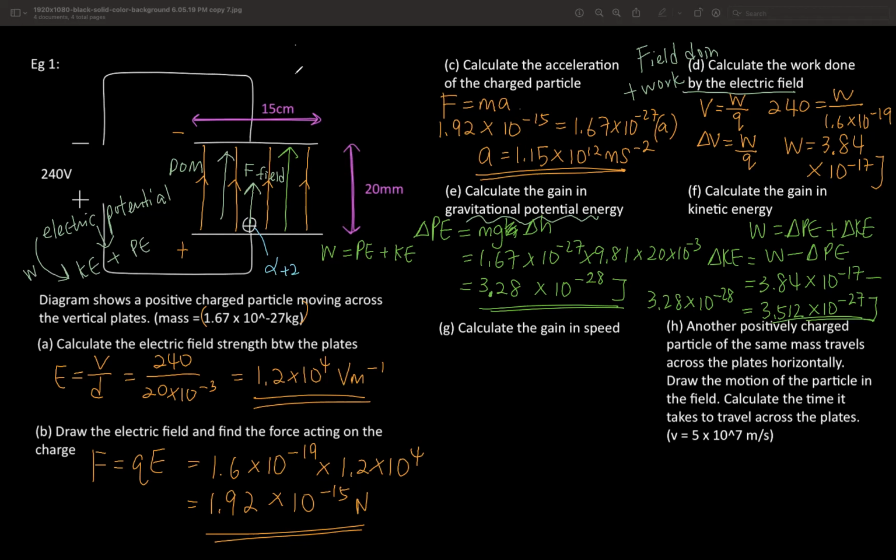If you have a horizontal plate, if I arrange the plate like this, plus minus horizontal, and then the charge goes from here to here, is there any gain in the PE? No, no gain in PE. So in this case, your work done would be the change in the KE only because it's going horizontal. Sometimes they give you like this, sometimes like this one. All right, G. Calculate the gain in speed. Okay, you have the change in kinetic energy, 1/2 m change in the speed square.